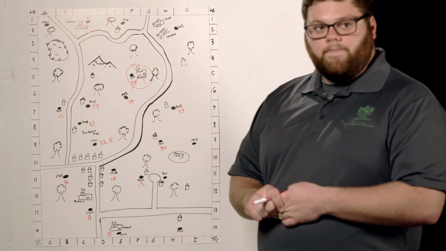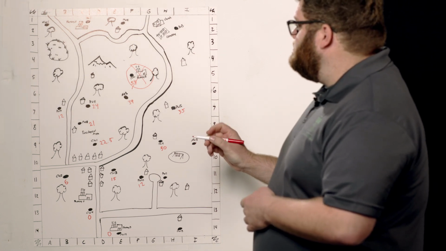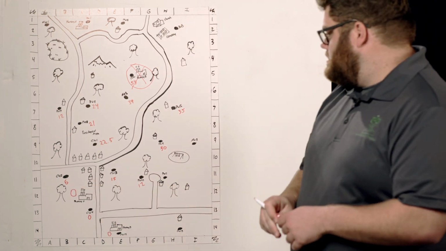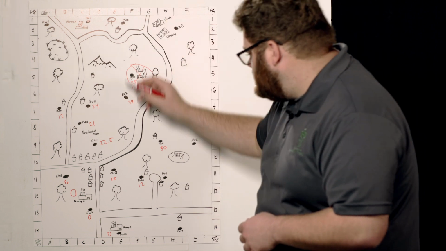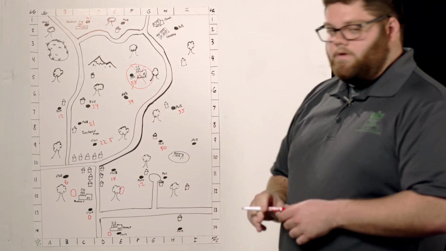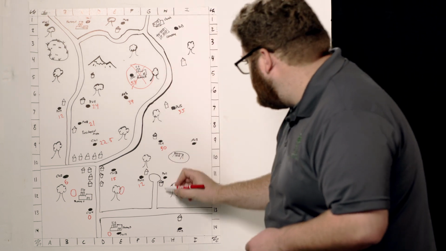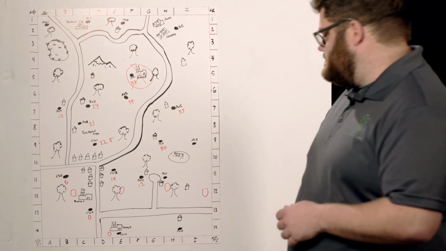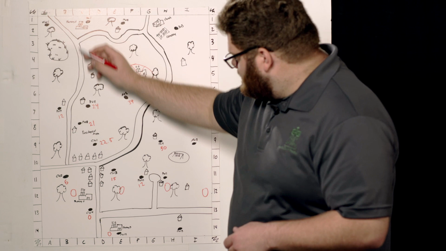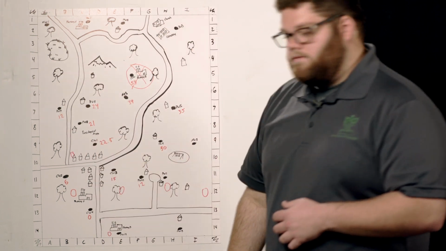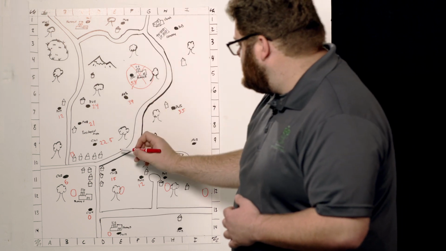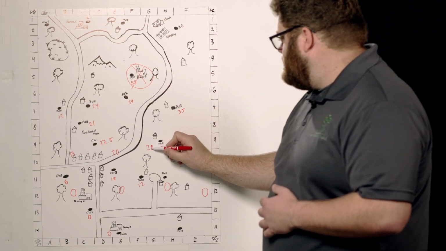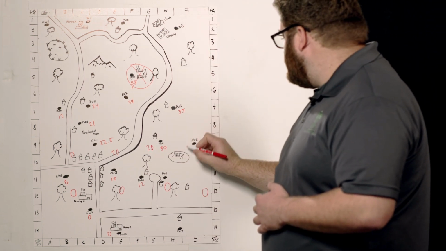All right, so our first data point is B12, with 0. So I'm going to put a 0 here. And we have E12, also 0. G12, also 0. Another 0 for I-12. B-10 has 13. E-10 has 20. G-10 with 20. I-10 with 18.